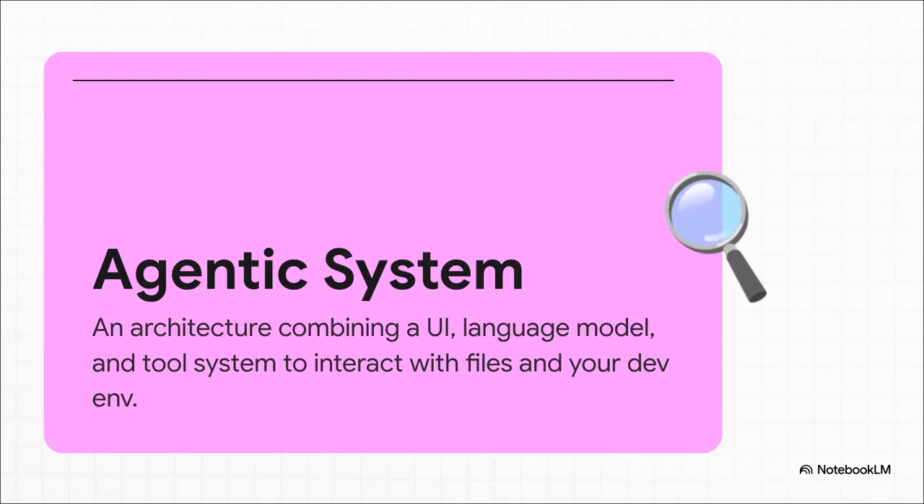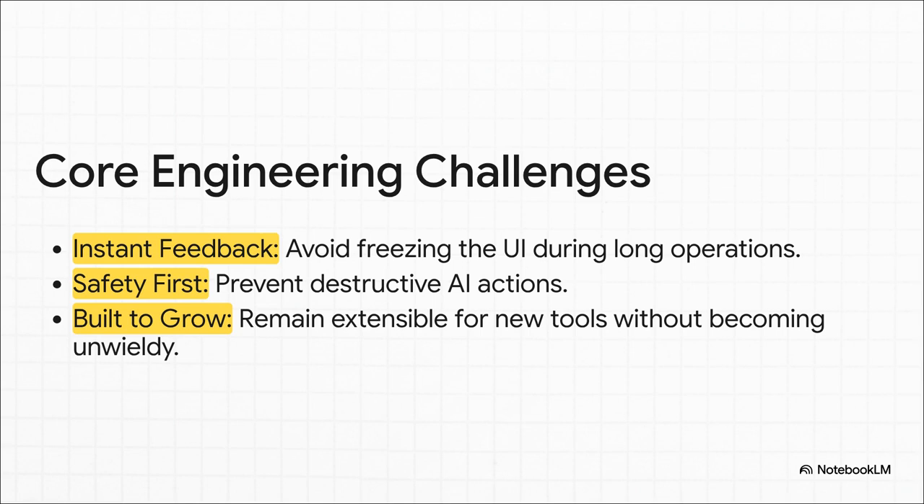Okay, so to really understand them, we need to talk about a core concept, the agentic system. It's a bit of a fancy term, but the idea is simple. It's not just a language model sitting in a box. It's really a combination of three key things. You've got the interface you see, right? Then there's the large language model, the LLM, which is kind of like the brain. And then, and this is the important part, you have a whole system of tools. Think of these as the hands that can actually do stuff in the real world, like read your files or run commands.